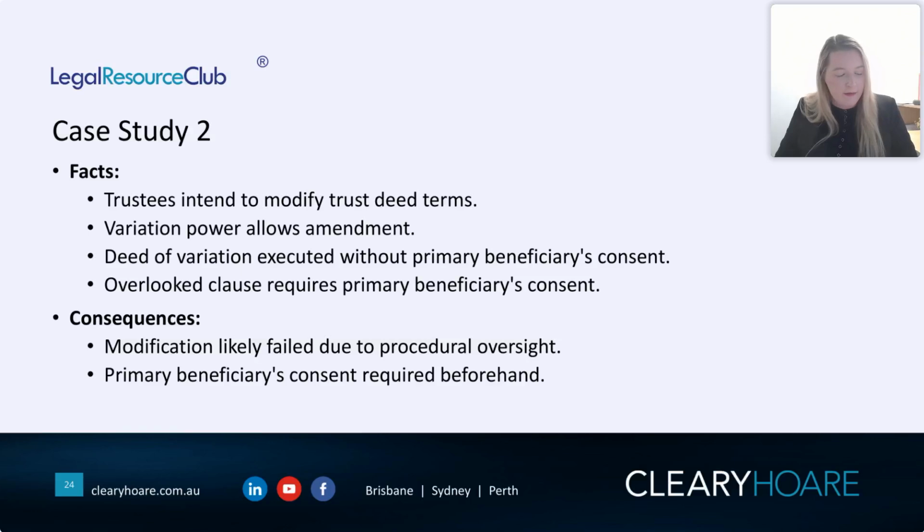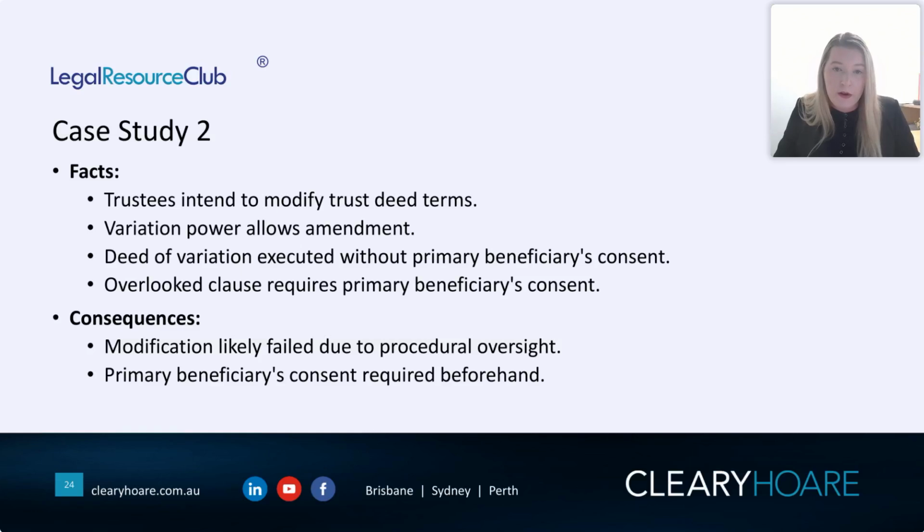Another case study that I've got here. So we've got a trustee that was looking to vary the terms of the trust. And so the trustees reviewed the trust deed and they found a variation power. And it was a fairly straightforward power that simply said, to the extent permitted by law and subject to this clause, the trustee may amend the terms of the trust. So the trustees thought, excellent, we've got this variation power. There's no conditions on the power. So they went and prepared a variation and signed it, thinking that it was all effective.